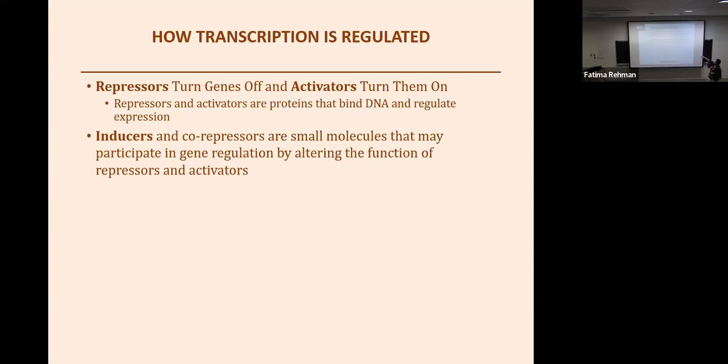And inducers as well as co-repressors are small molecules that participate with the repressors and activators to help them along with whatever function they need to perform. So co-repressors will bind to repressors, inducers will bind to activators. So that's kind of exactly what it sounds like.